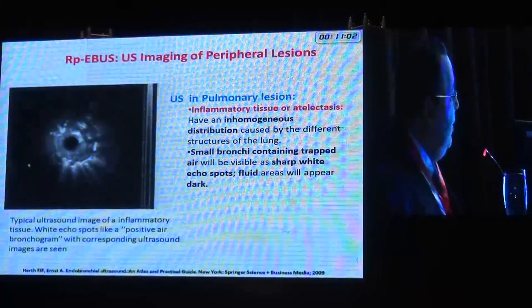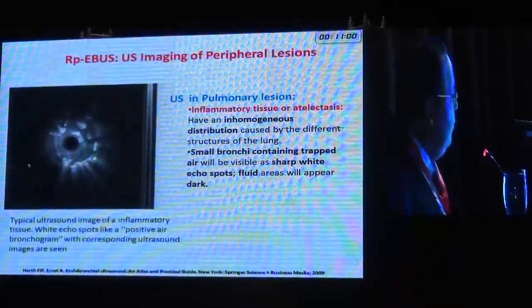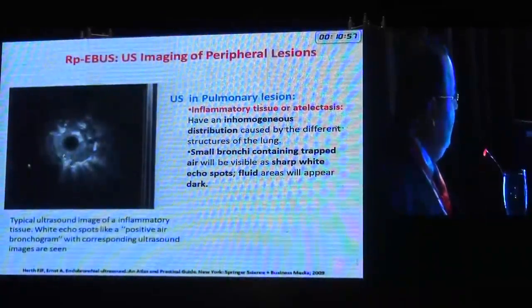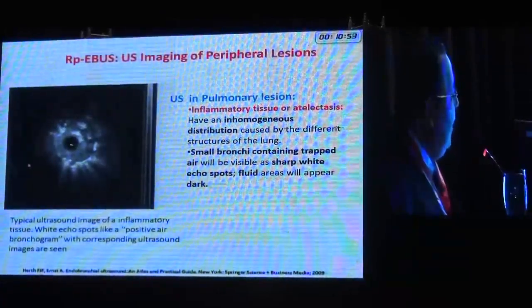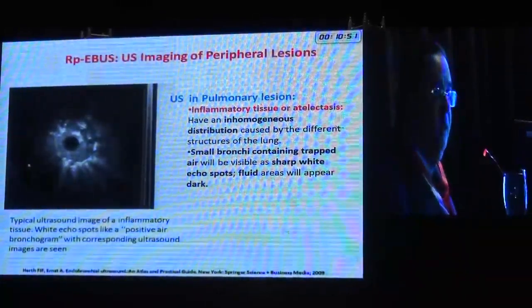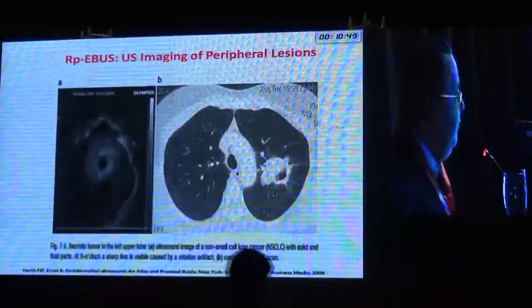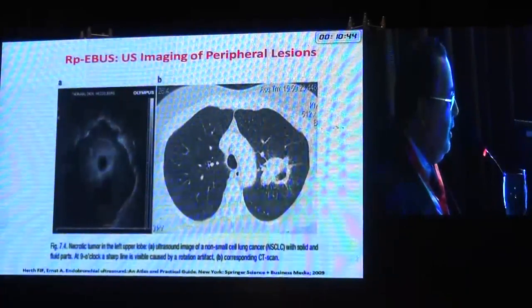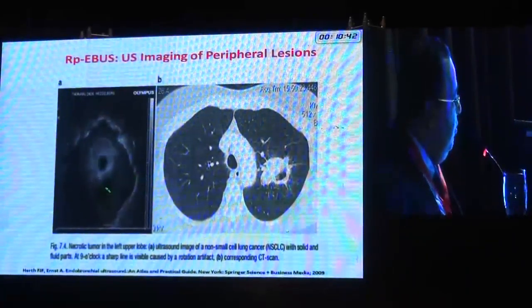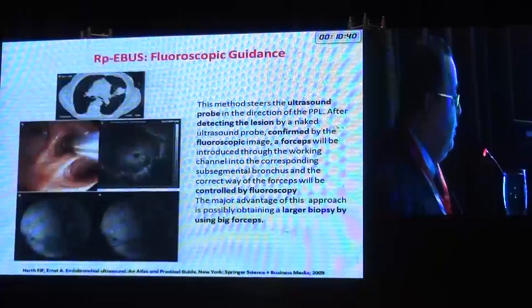What about the inflammatory regions? In inflammatory regions, there is an inhomogeneous distribution. You see some white dots. This indicates an air bronchogram, so you can realize that this is an inflammatory process. Also, even if the lesion has some areas of breakdown, like this tumor with areas of necrotic tissue containing fluid, you can see it as well with EBUS.